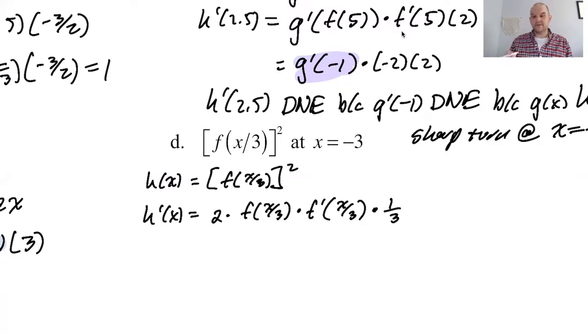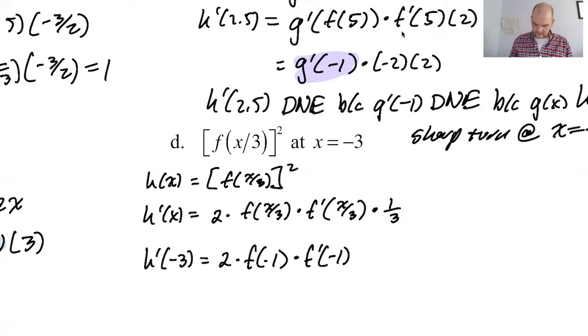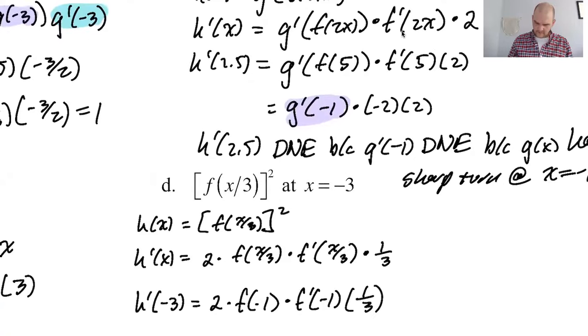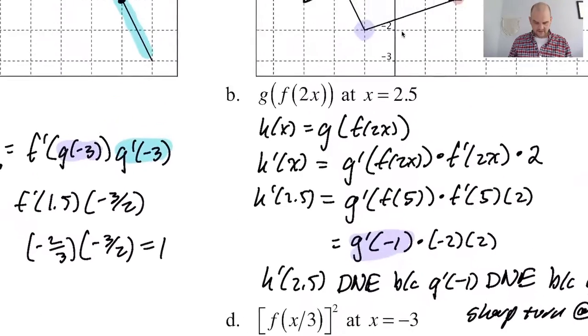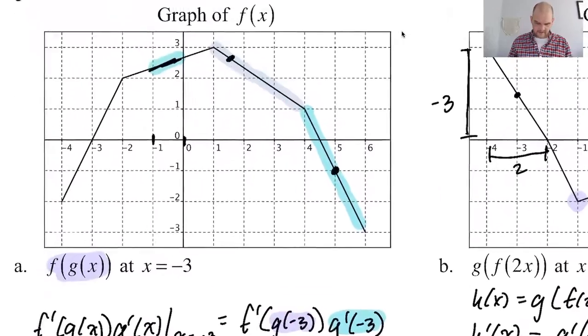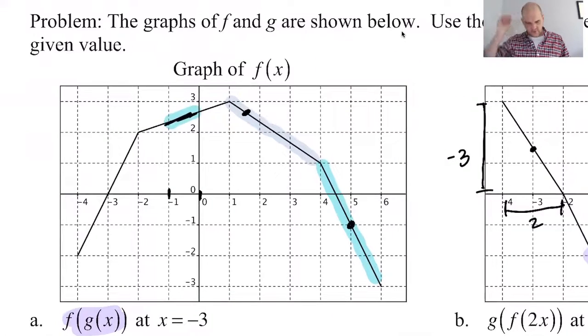All right, so now at -3, h prime of -3, it's going to be 2 times f of -3 divided by 3, which is -1, times f prime also of -1, and then 1/3. All right, so I need f and f prime of -1. So let's find that. All right, f of -1, super annoying.